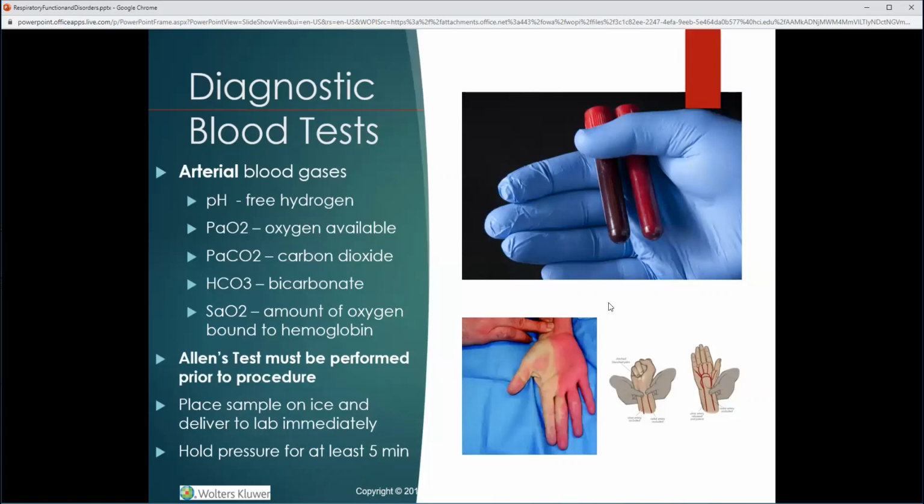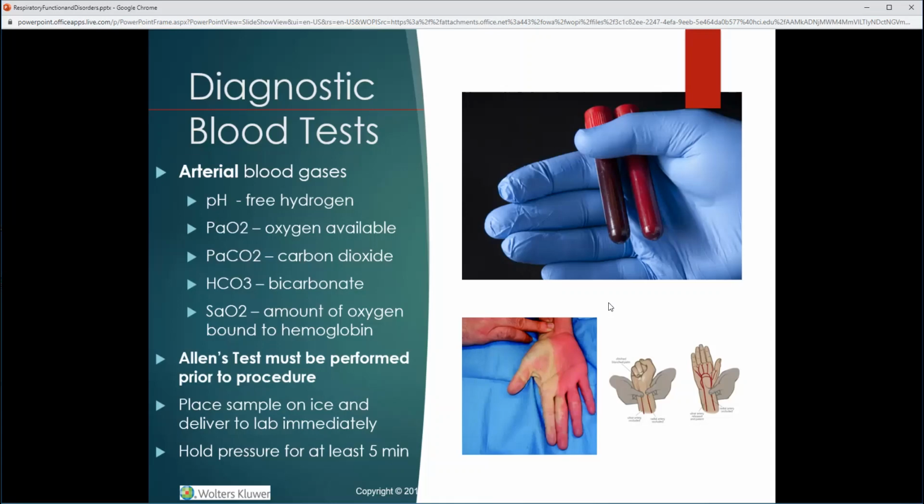PaO2 is just telling me how much oxygen is available in the blood. The pulse ox is telling me how much oxygen the hemoglobin is carrying. And then bicarb and CO2, we already know that. Now, you may not, it depends on where you work.